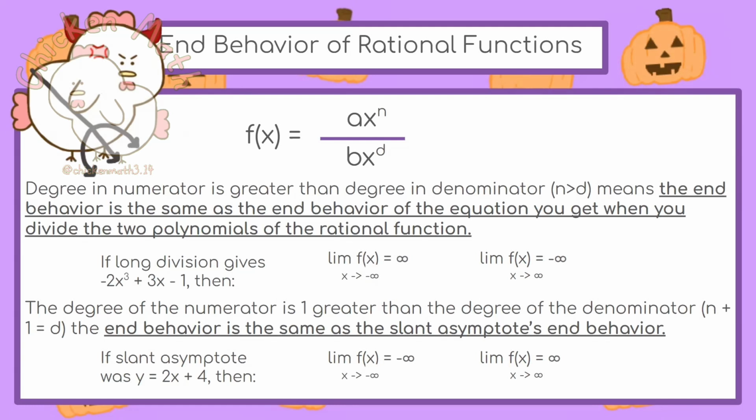So if the slant asymptote is y equals 2x plus 4, then the end behavior of the function will be: as the input values decrease without bound, the output values will decrease without bound. And as the input values increase without bound, the output values will also increase without bound.